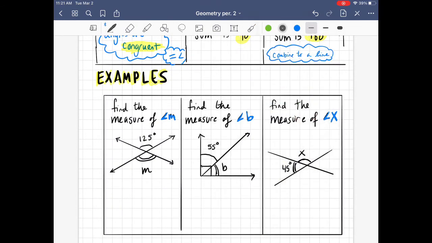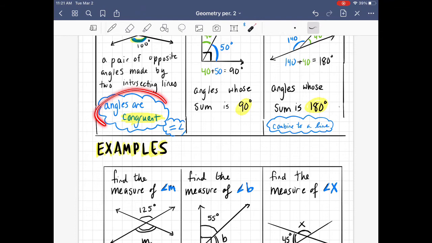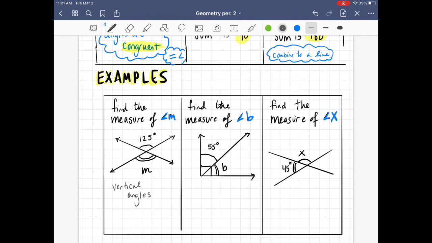So for the first one, find the measure of angle M. We notice here that these are vertical angles. They're right across from each other, and you see those intersecting lines. So these are vertical angles, so they are congruent. If we know they're congruent, they're equal, then angle M is also 125 degrees. There's M, there's 125. They're vertical, so they are the same.